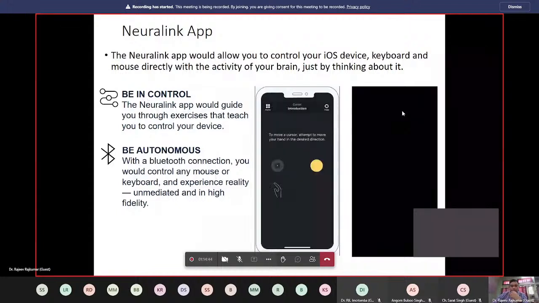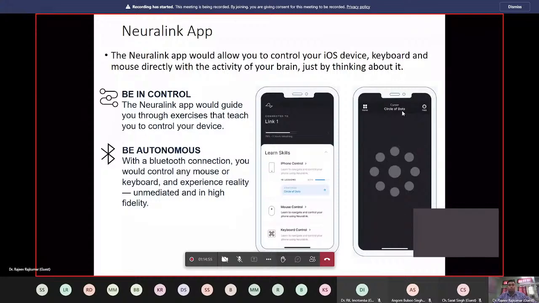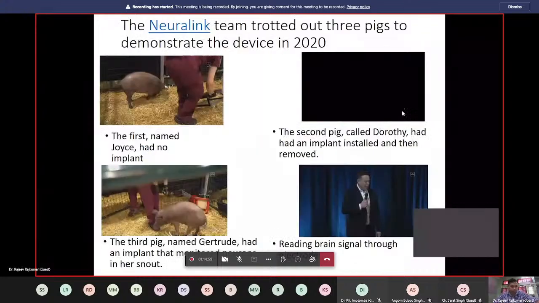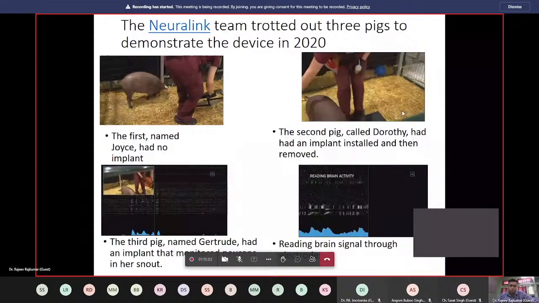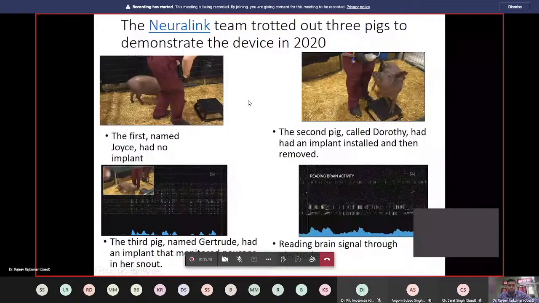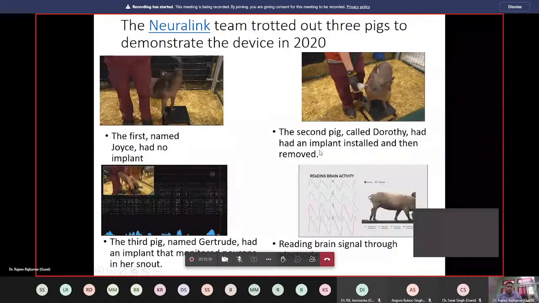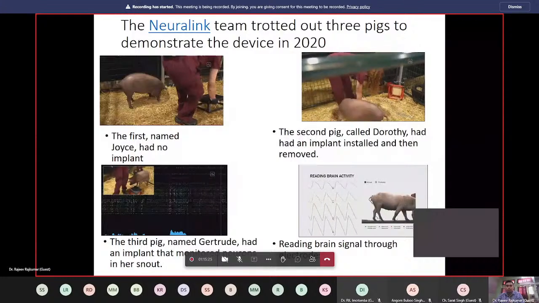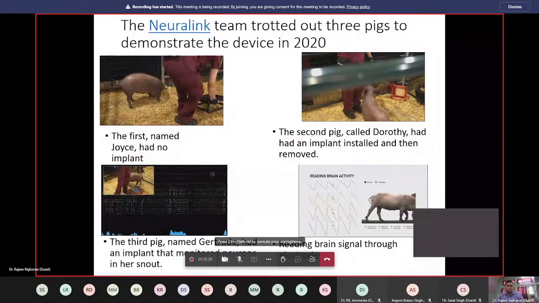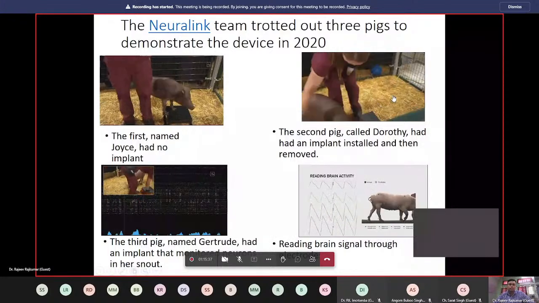Okay, here you can see some four videos. The Neuralink team has tested three pigs. Initially, they did research on the three pigs in 2020 to demonstrate the device. The first one they call Joyce, and she has no implant, just checking out the behavior only. The second pig is called Dorothy, and Dorothy had the chip implanted, and after that they removed it, so that they can check, if a human doesn't want to keep the implant and has it removed, what the reaction is, what the behavior is. So that's why they checked the second pig, called Dorothy. There is an implant installed and then removed, and they are still observing the behavior.